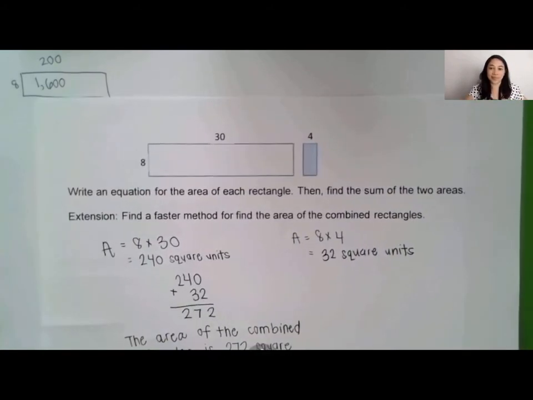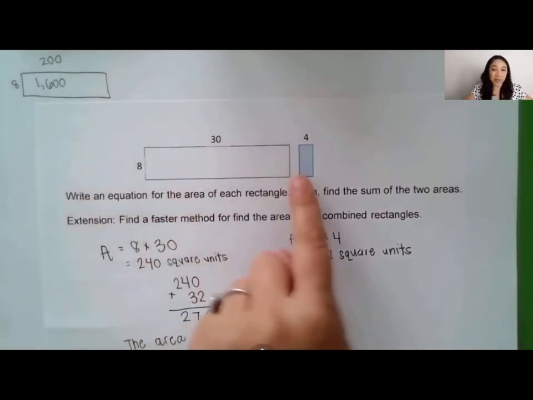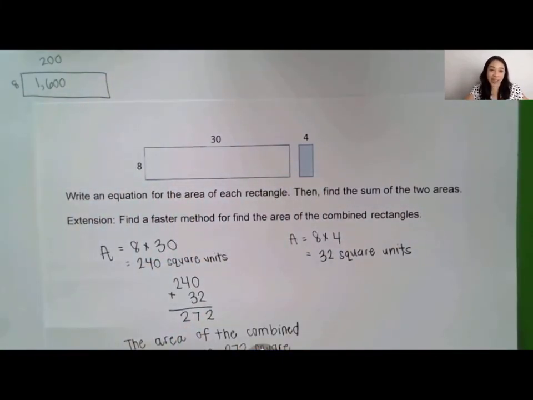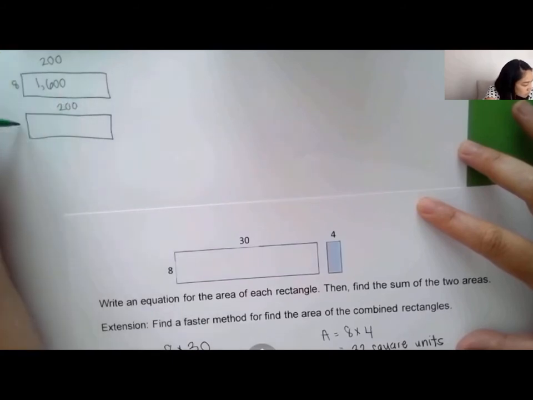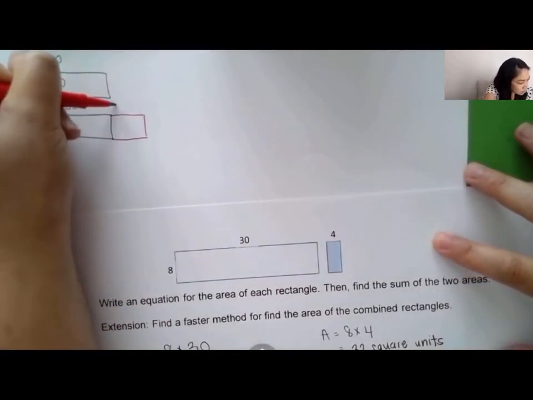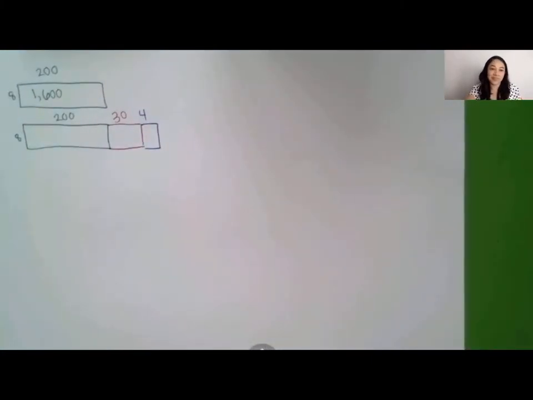Think back to the previous problem that we just solved. Here we had two rectangles that also had a width of 8. Let's combine all three rectangles. This one and the two from the previous problem. Let's go ahead and draw that now. How can we find the area of all three rectangles together?